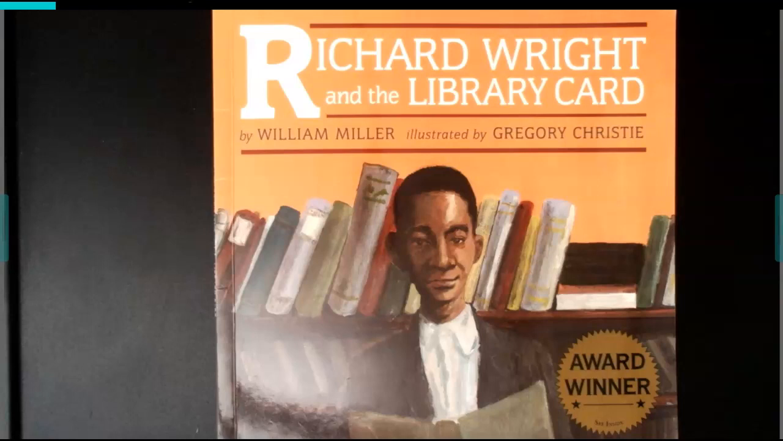Hi everyone, so today I'm going to read to you this book. It's called Richard Wright and the Library Card. It's by William Miller, illustrated by Gregory Christie.